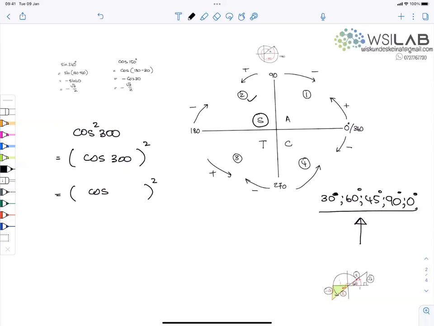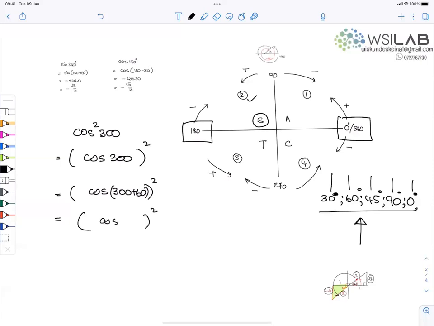Give me the difference up to 360. Meaning, what angle can I add to 300 to get 360? Remember, I have to add one of these 3 angles or subtract them to get up to a 360 value or up to a 180 value. Why don't you just do it with 60? Can I just add 60 now? Yeah. Okay. So that would be square of cos 60.